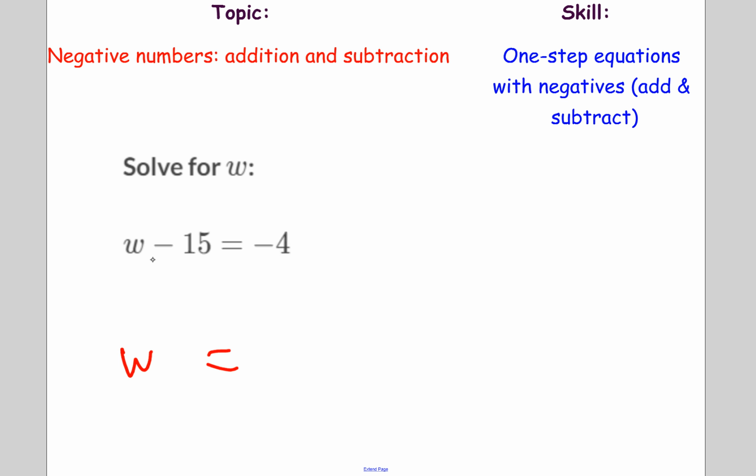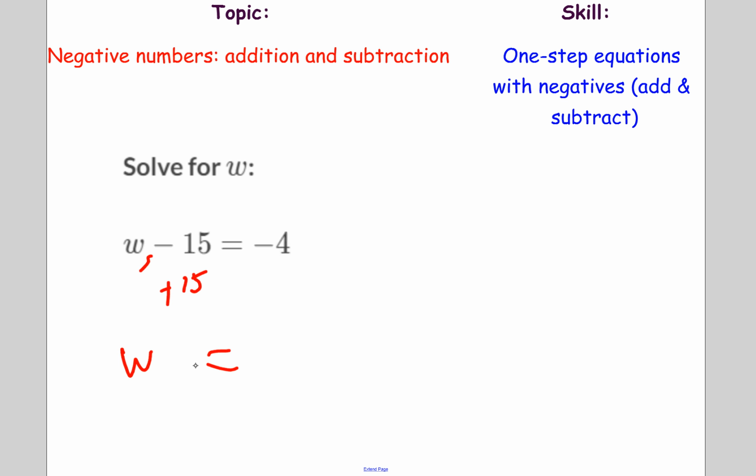So if I think of this as W plus negative 15, what can I add to this side to make that W plus 0? And why am I looking for W plus 0? Because anything plus 0 is itself. So if I add 15 to this side, do you see how negative 15 and positive 15 make a zero pair? Well, that's huge because that gives me W plus 0, or just W, and that helps me solve the equation.